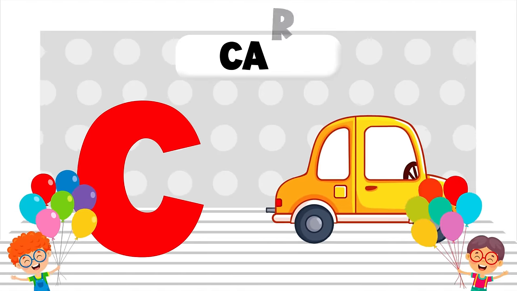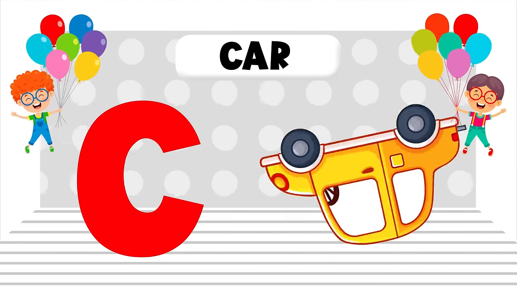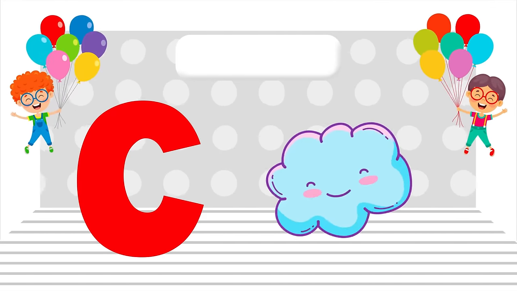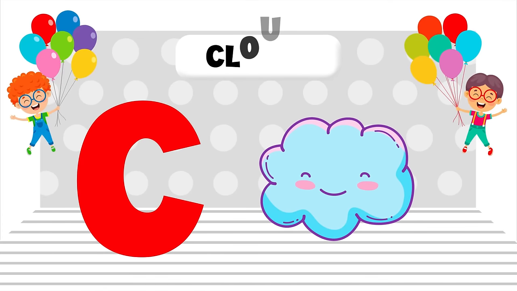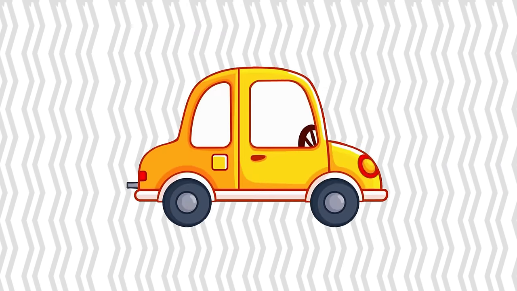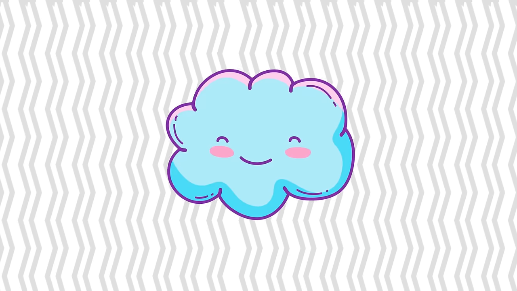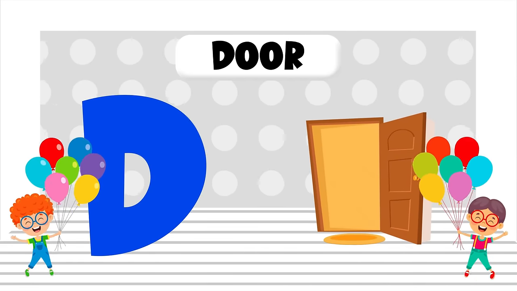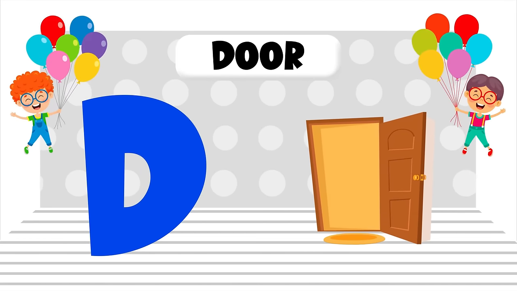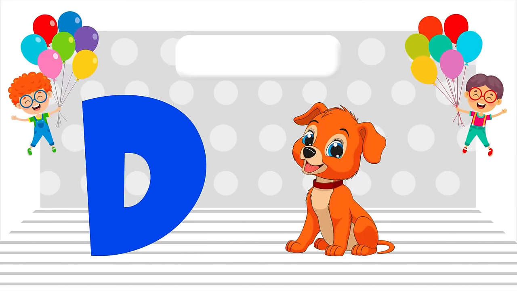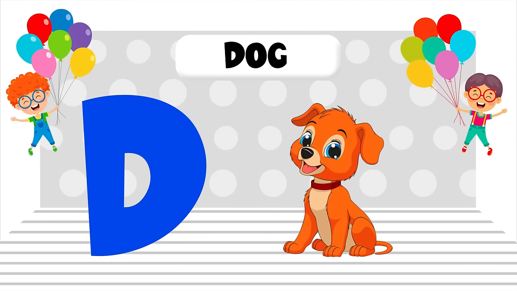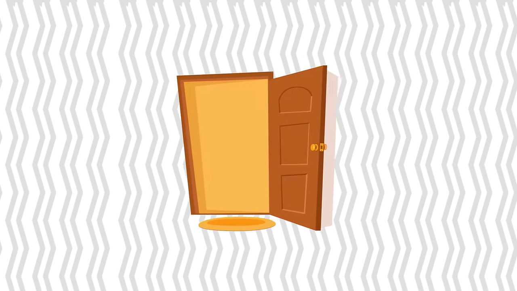C is for car. C, c, car. C is for cloud. C, c, cloud. C is for c, c, c, c, cloud. C is for c, c, c, c, car. D is for door. D, d, door. D is for dog. D, d, dog. D is for d, d, d, d, door. D is for dog.